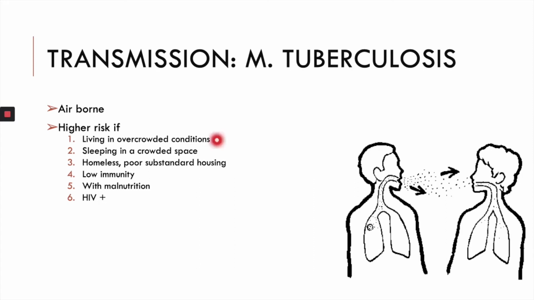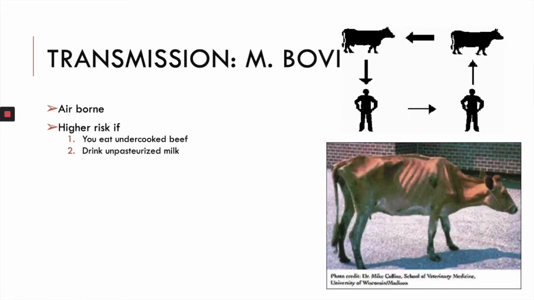First one will be living in overcrowded conditions, sleeping in a crowded place, if the person is homeless or in poor substandard housing, and they have low immunity, with malnutrition, and if they are HIV positive. It is said that if a person with TB coughs, this mycobacterium lingers on the surface or in the air for quite a long time.